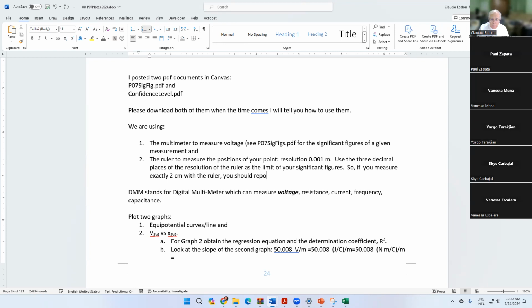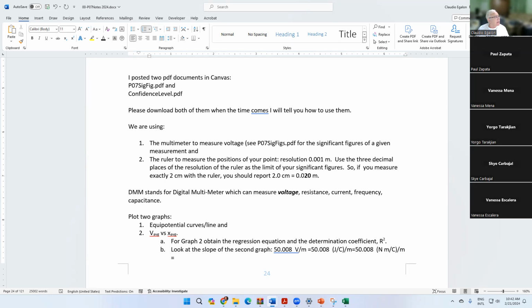you should report 2.0 centimeters, but then you have to convert that in meters, which is going to be 0.020 meters, okay? Those are the significant digits of your measurement. And I am going to boldface them to emphasize that, okay? Make sense? Okay, so that's the conservative way that I like to teach my students. We do not go for more significant digits than that when we are using the ruler.